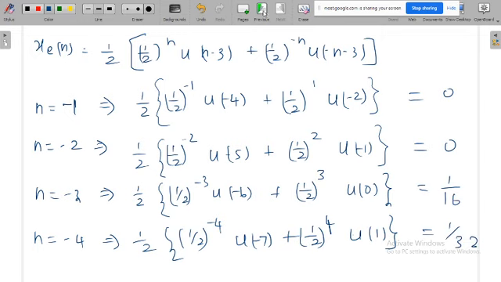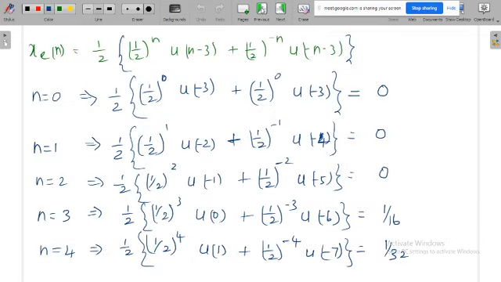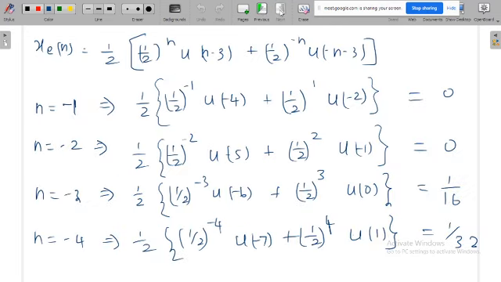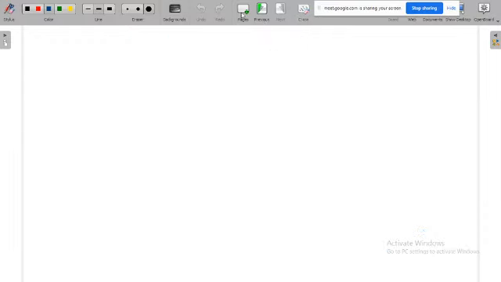If you see here, it's something symmetric, the values you will be getting. 0, 0, 1 by 16, 1 by 32. Again here also 0, 0, 1 by 16, 1 by 32. So that means what? I will take these values and plot them as a simple graph.